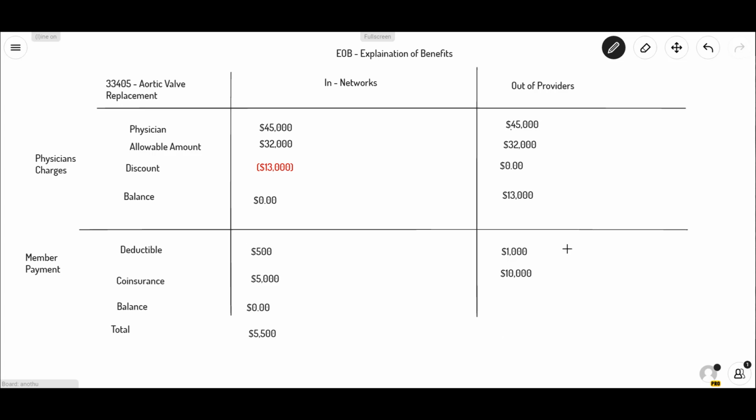And then the key difference right here is that on the balance, the member also has to pay that. Because remember, the health insurance company doesn't pay the balance bill. It only pays its benefits against the $32,000, and the provider can charge the member the difference. So we come down here, and now we create a total, and that total is the $1,000 plus the $10,000, which is $11,000, plus $13,000 is $24,000.